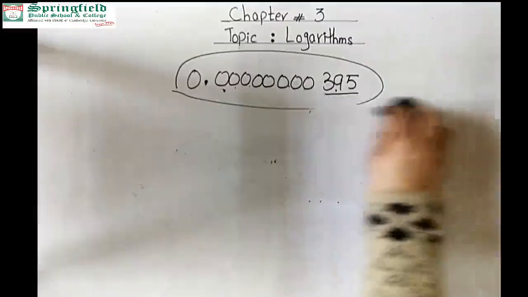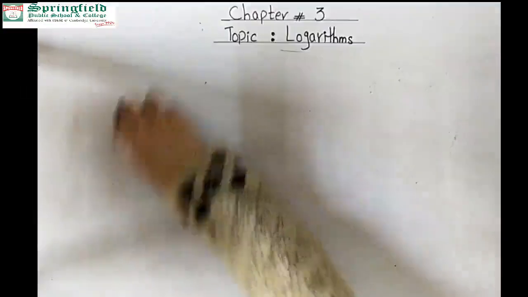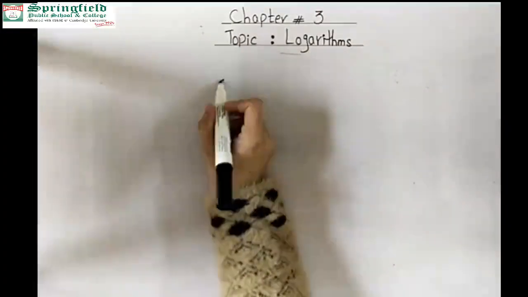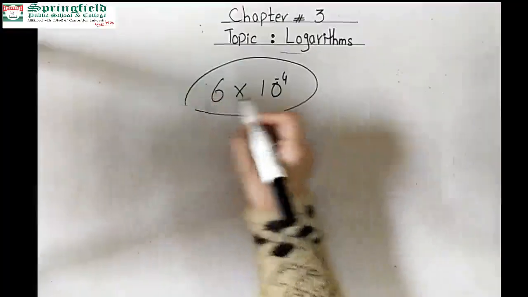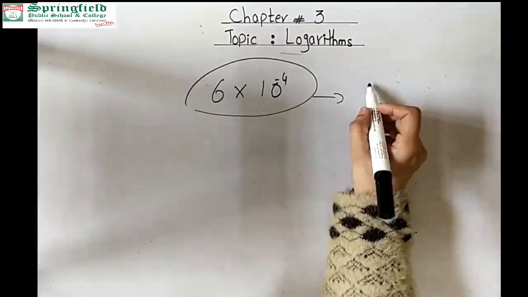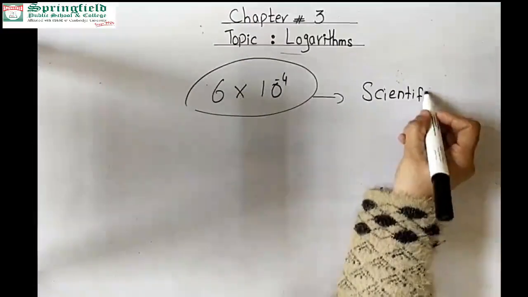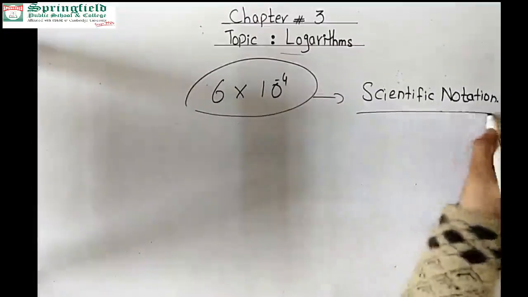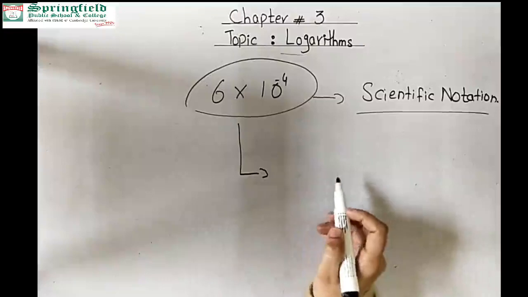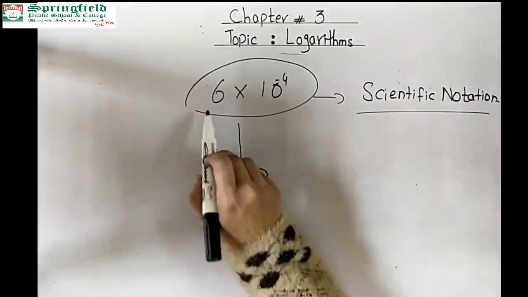Got it, beta? Okay. Now, come to the second situation: if you have a number in scientific notation form, then how can we write it in ordinary notation? Now let's suppose you have the number 6 multiply 10 power minus 4. This form is called scientific notation, as we know. So how can we write this number in ordinary notation?